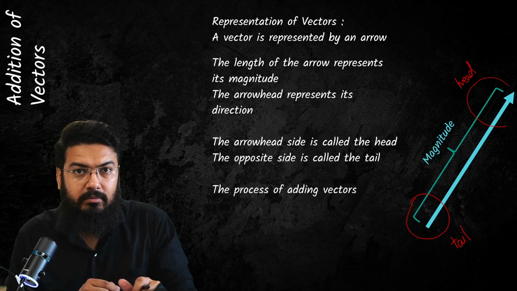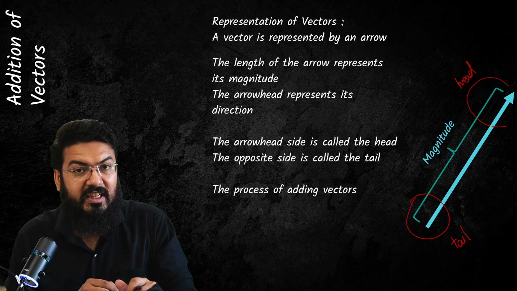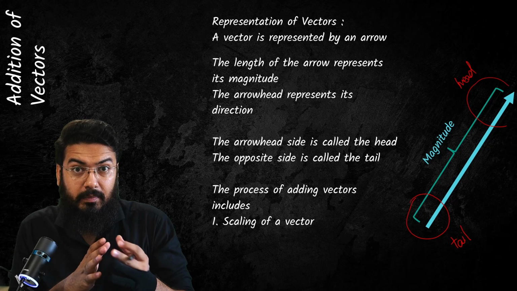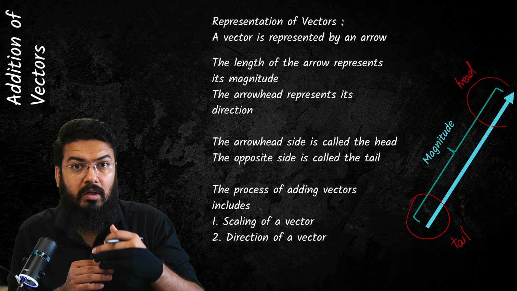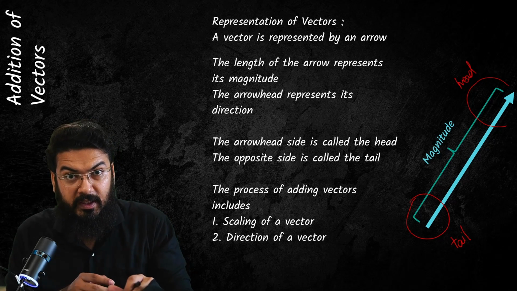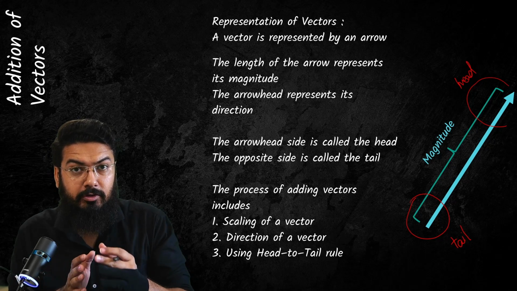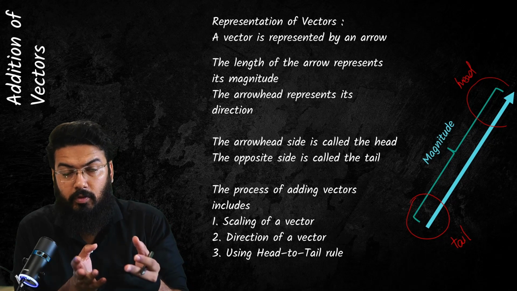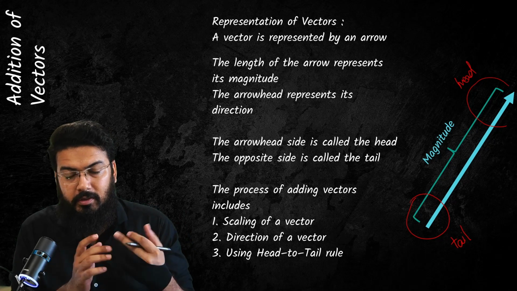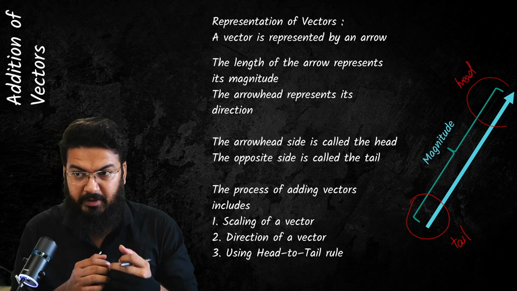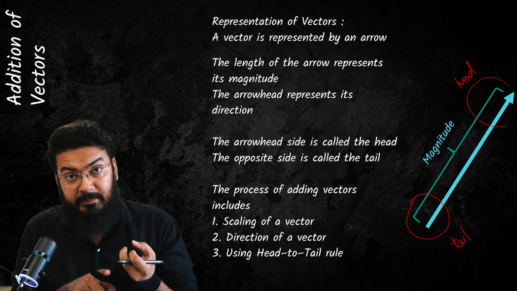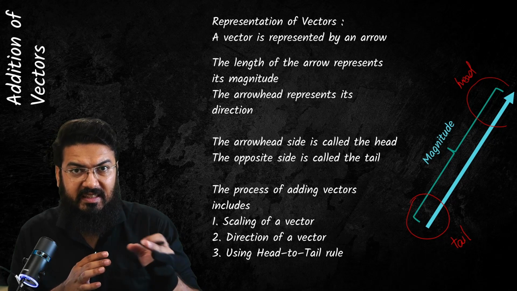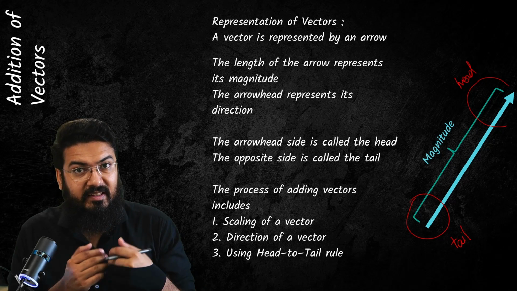Adding vectors includes three important steps. Number one, you have to scale the vector. Then you have to determine the direction of the vector, and then you use the head to tail rule to add two, three, four, or whatever number of vectors. But before adding them, you have to scale them and determine the direction. We are going to talk about scaling and directions of vectors in the upcoming videos.